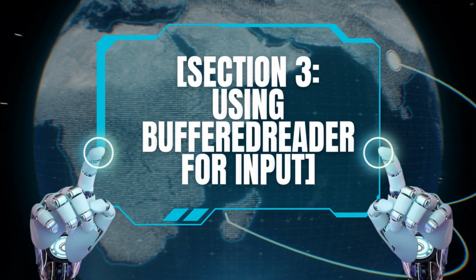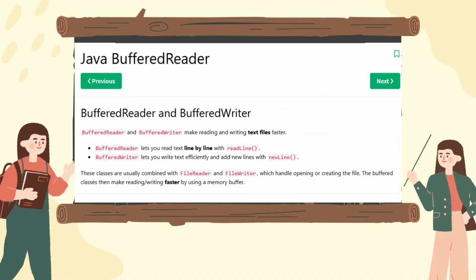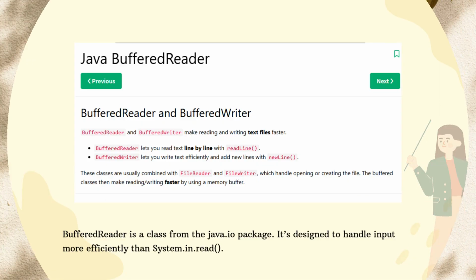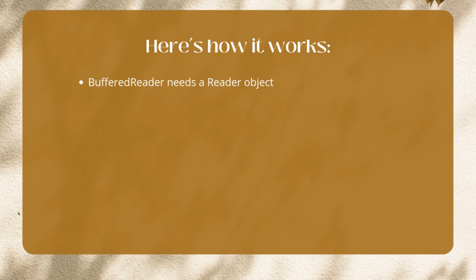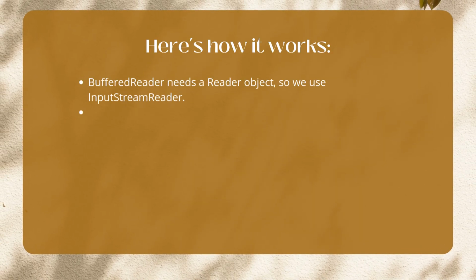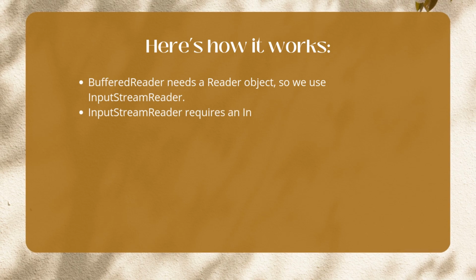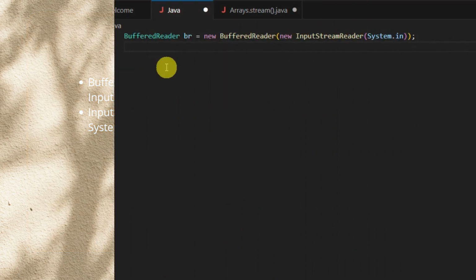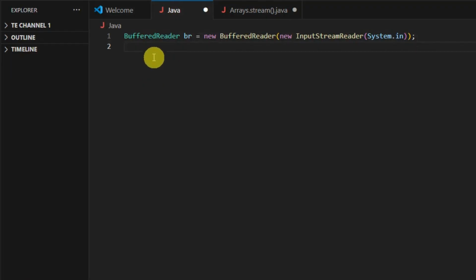Section 3, Using BufferedReader for input. Java has a better solution: BufferedReader. BufferedReader is a class from the java.io package. It's designed to handle input more efficiently than System.in.read. Here's how it works. BufferedReader needs a reader object, so we use InputStreamReader. InputStreamReader requires an input stream object, which is System.in. So the code looks like this.